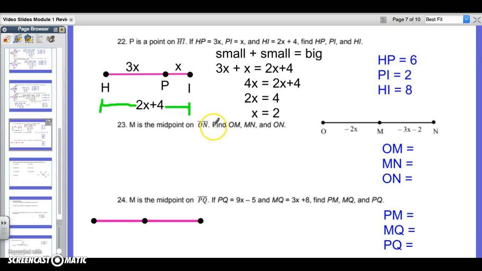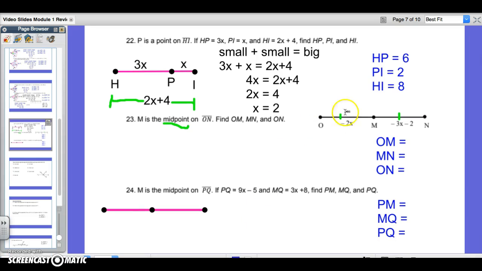Okay, next question. M is the midpoint on ON. Find OM, MN, and ON. So midpoint, that's saying that it's in the middle exactly. So I know that this segment is congruent to this segment. So this one is not the segment addition postulate. It's saying that this point right here is exactly in the middle, so these little parts are equal to each other.